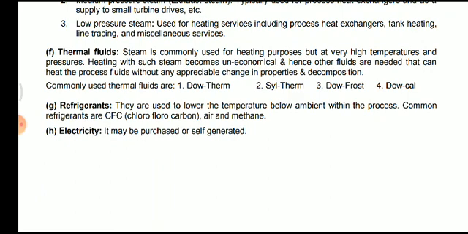Steam becomes uneconomical, and thermal fluid is used as a fuel that can be heated without any appreciable damage to its properties.